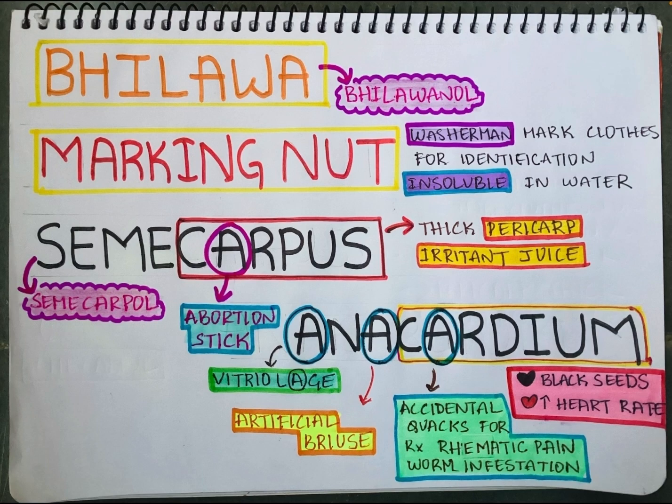And the cardium in the anacardium indicates two things. One is black heart-shaped seeds, and also heart rate increases as a symptom of this poisoning. The first A stands for abortion stick. Second A stands for vitriol edge. Third is artificial bruises. And the next A is accidental poisoning, seen if the quacks are using this juice for rheumatic pain or worm infestation.